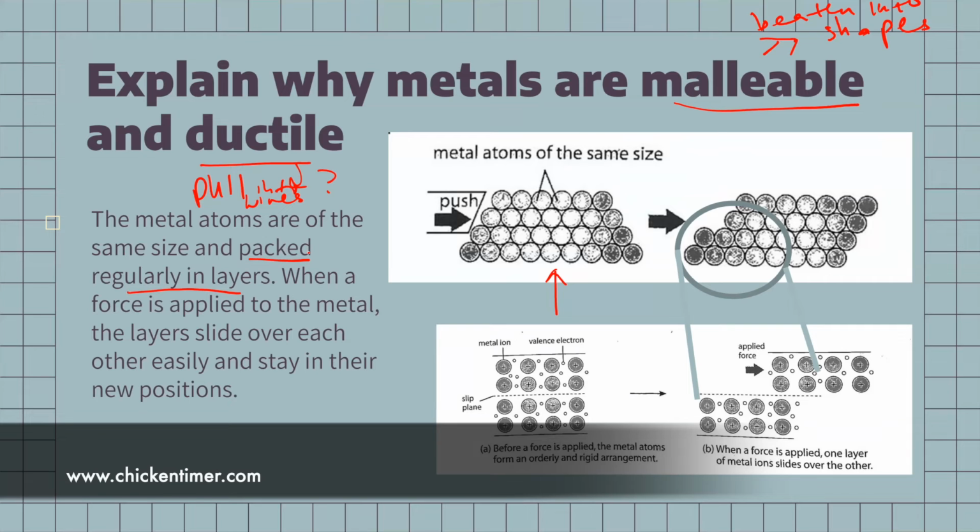Okay, so when I talk about malleable, that means we beat it into shapes. So beat it into different shapes. When we beat it into different shapes, that means I take a hammer and I exert a force somewhere on the metal. So it's like me going to the supermarket and pushing the layers of oranges. So when I push the layers of oranges, what would happen?